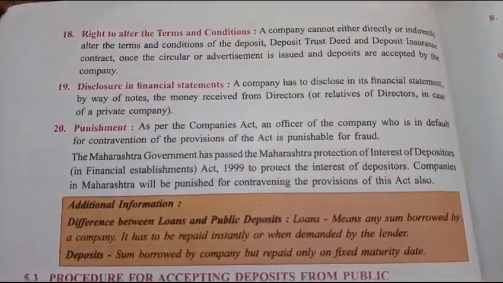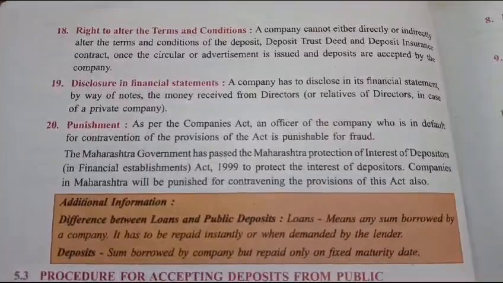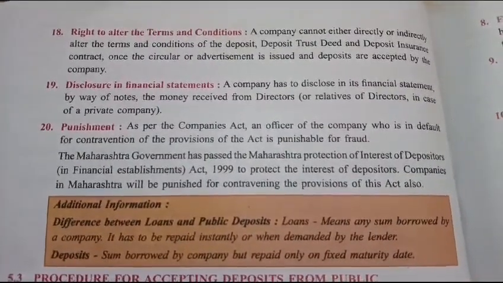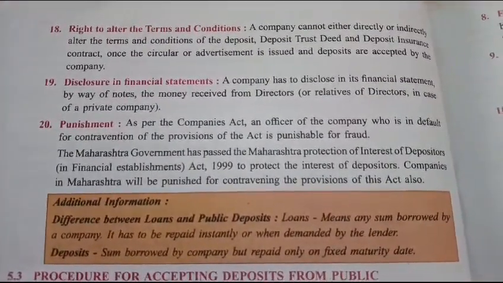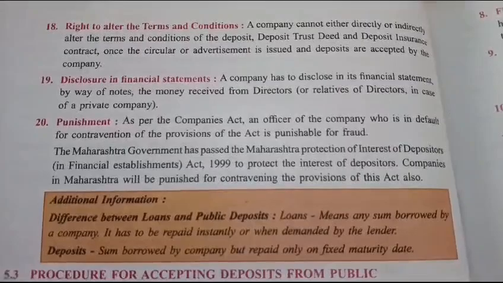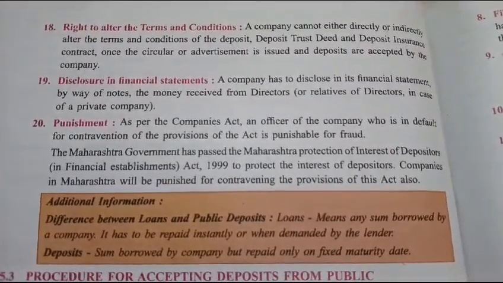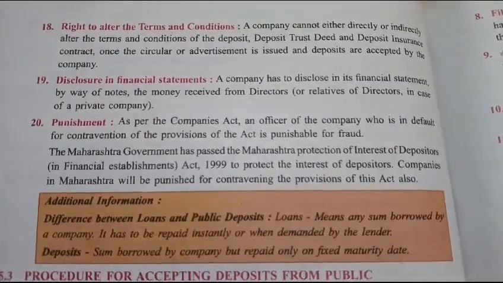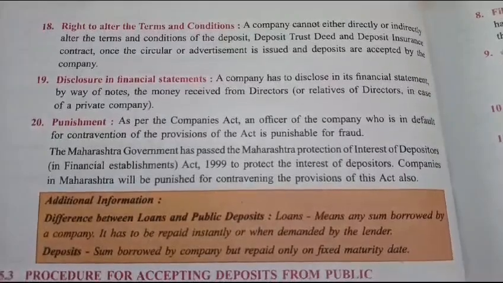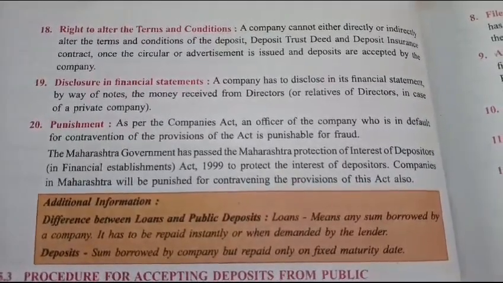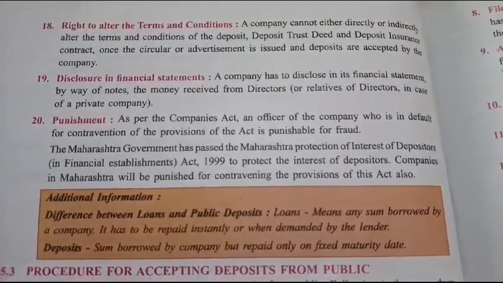18th. Right to alter the terms and conditions. A company cannot either directly or indirectly alter the terms and conditions of the deposit, deposit trust deed and deposit insurance contract once the circular or advertisement is issued and deposits are accepted by the company.